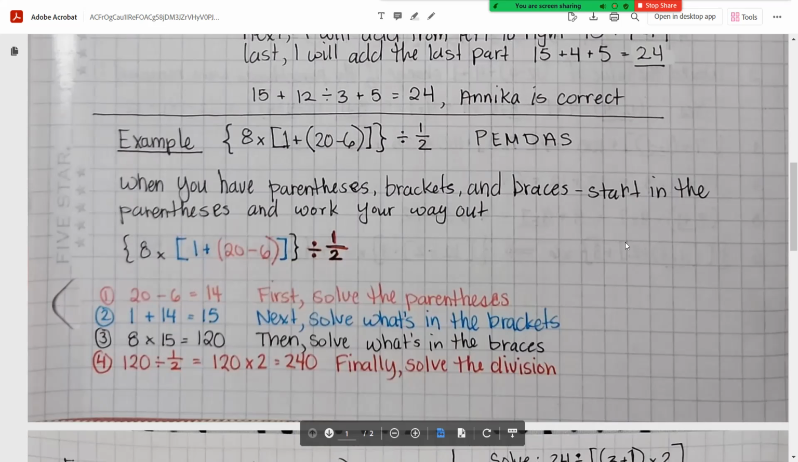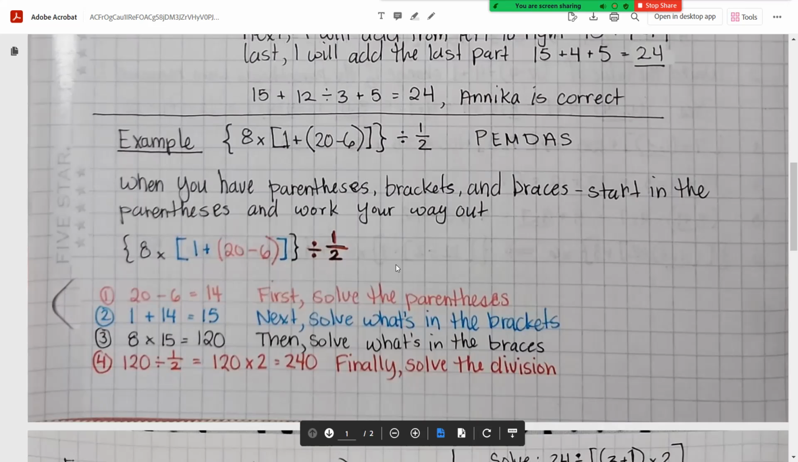When you have parentheses, brackets, and braces, you start inside the parentheses and then you work your way out. So the first thing I'm going to do is the 20 minus 6. So 20 minus 6 is 14. Now I work out into the brackets. So the 1 plus that 14 gave me 15. Then I work out into the braces. 8 times 15 is 120. Now I have 120 and I need to divide that by 1/2.